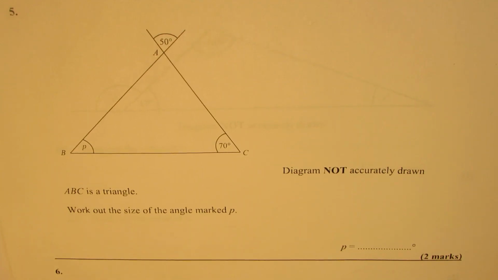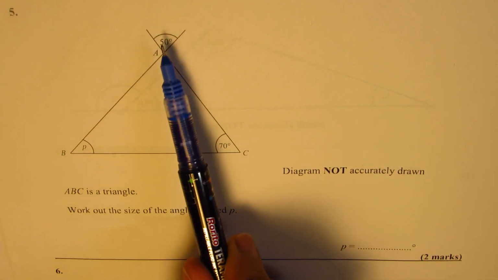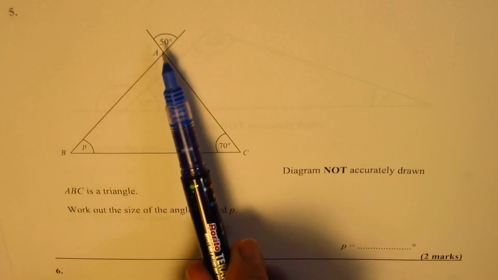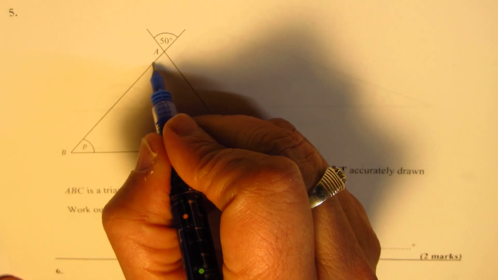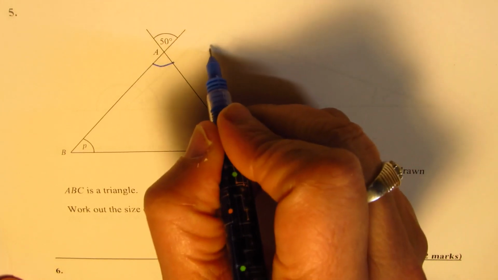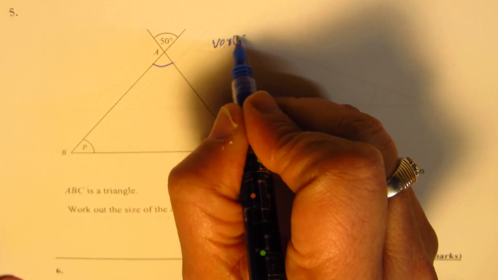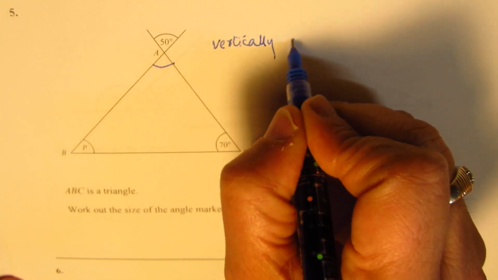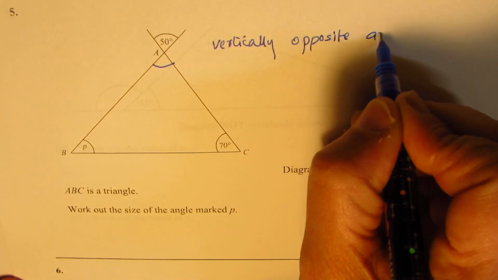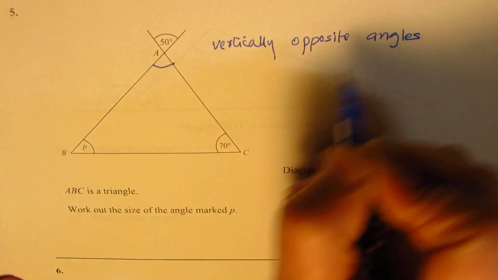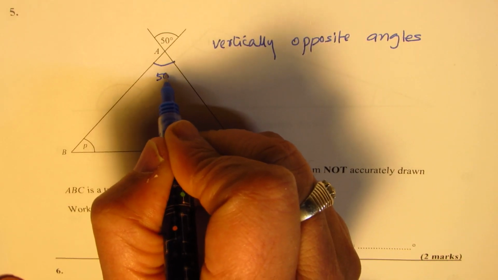Question number 5 here is, we are given a triangle ABC and we need to work out the marked angle P. Now that angle is not an exterior angle, right? What is this? This is a vertically opposite angle. So when the lines cross like this, what we get here is vertically opposite angles, which are always equal. So this angle here is 50 degrees, correct?